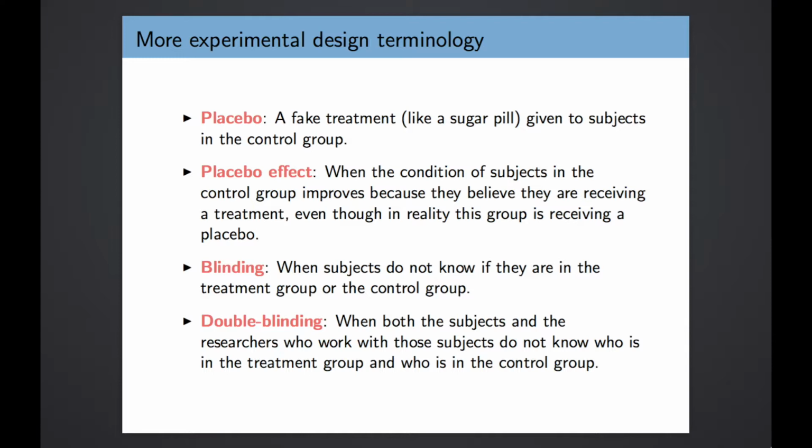A double-blinded study is one where both the subjects and the researchers who are working and interacting with those subjects don't know who's in the treatment group and who's in the control group. This is to guard against unconscious biases on the part of researchers. You don't want researchers to unconsciously be treating people in the control group differently than people in the treatment group. So we make sure that those researchers don't know which subjects are which.